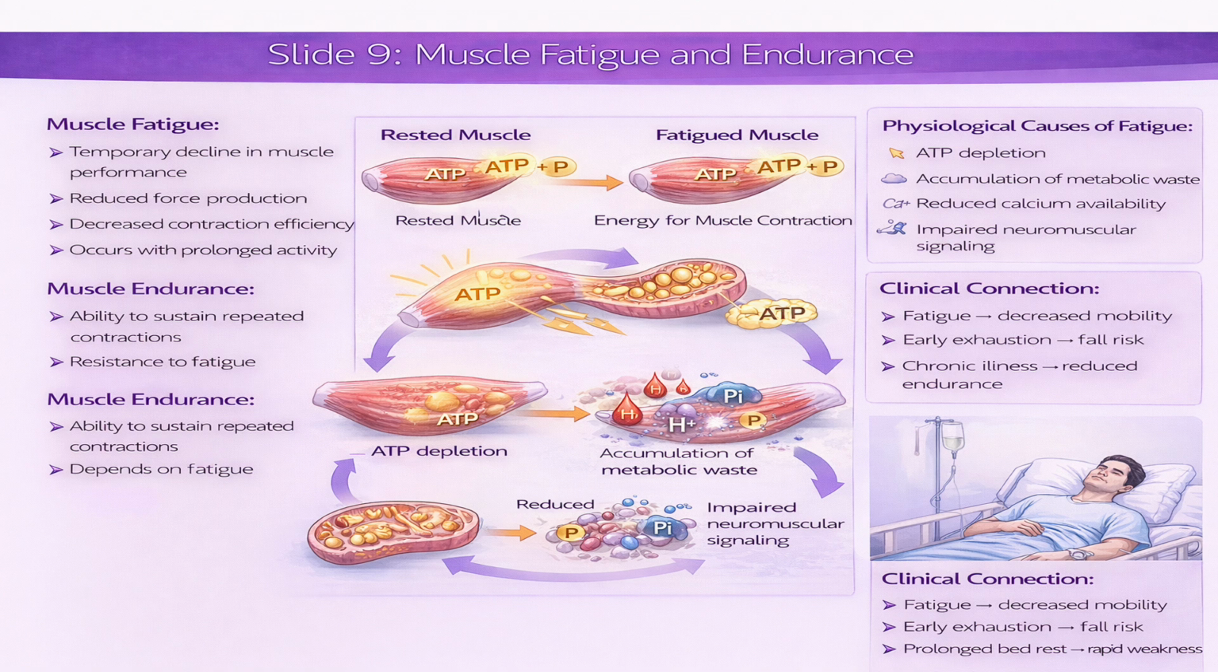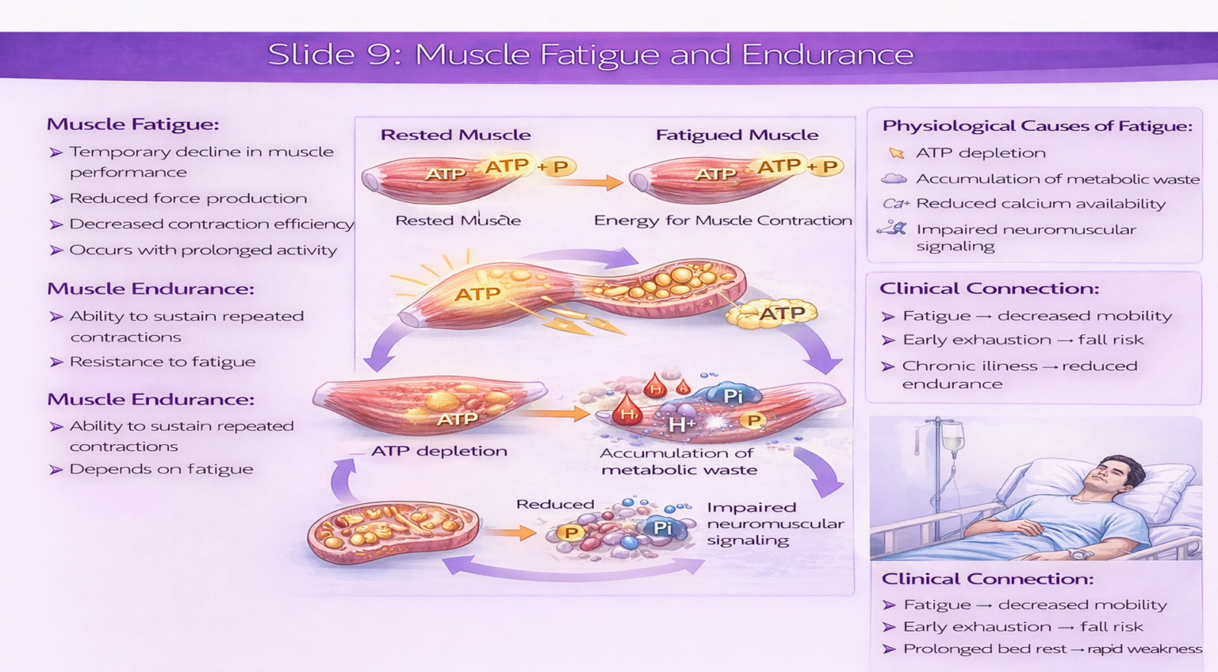Several physiological processes contribute to muscle fatigue. ATP depletion: as ATP level falls, muscles cannot maintain strong contractions. This limits endurance and strength. During activity, metabolic byproducts accumulate, including hydrogen ions, phosphate, and lactate, and these substances interfere with muscle contraction and increase discomfort.